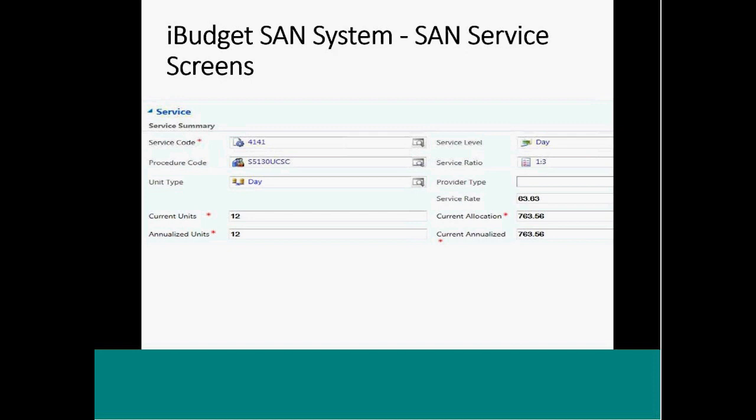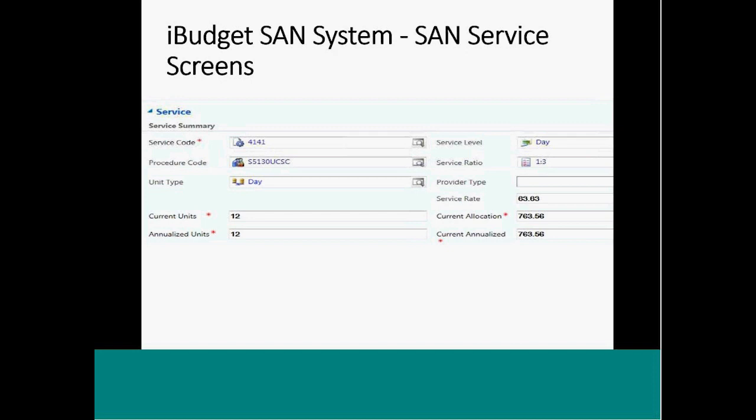So in the current units field, this automatically should populate based on what is in the consumer's current cost plan. So whatever is in the current plan at the time that the SAN is created will populate there. The annualized unit, which is directly under your current units, is not what you want on an annualized basis. It's really the same thing as your current units. It was developed for another purpose, and we never really changed it.